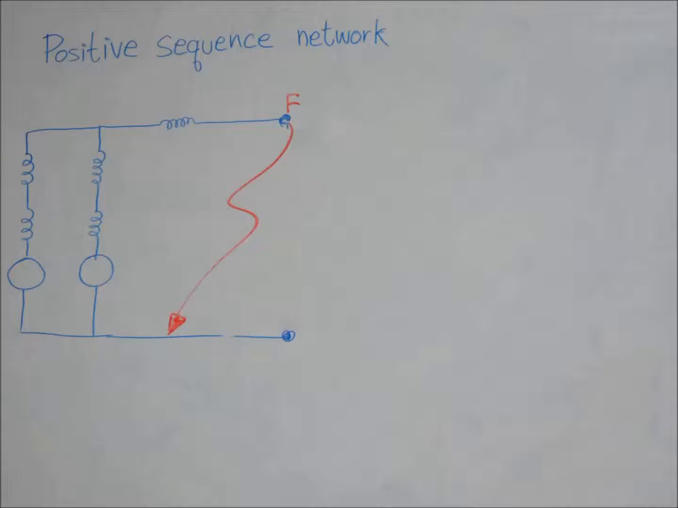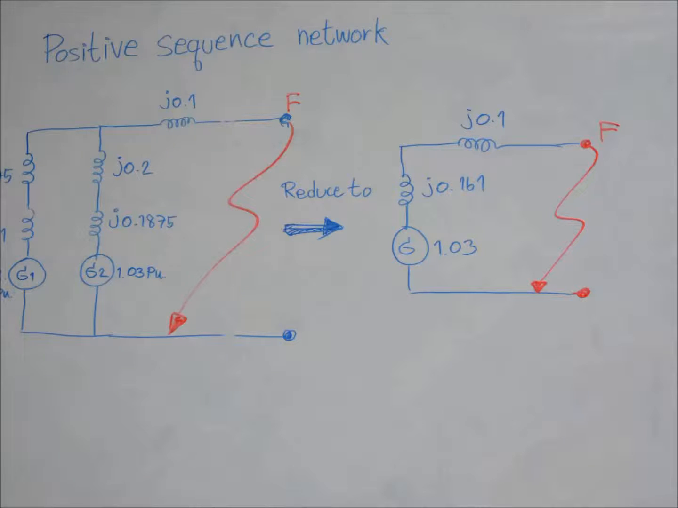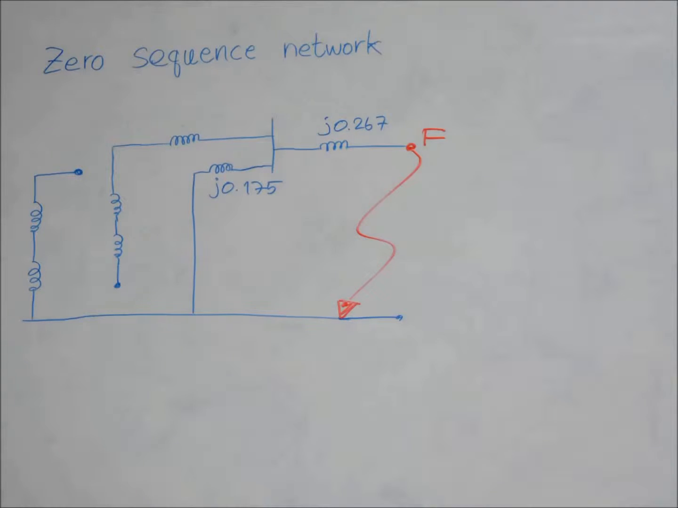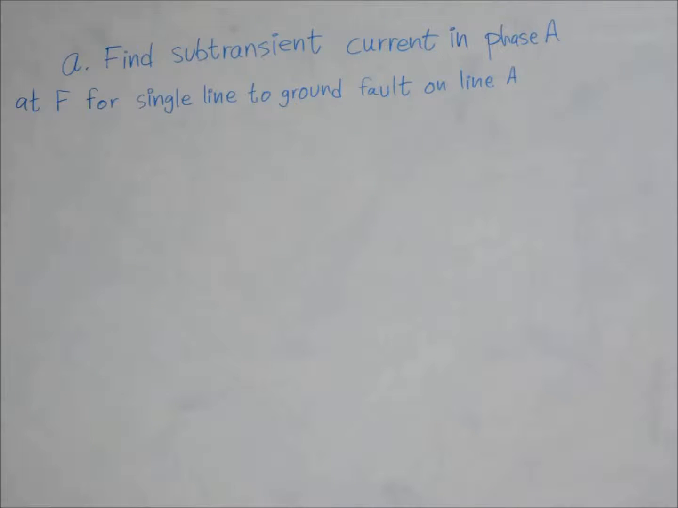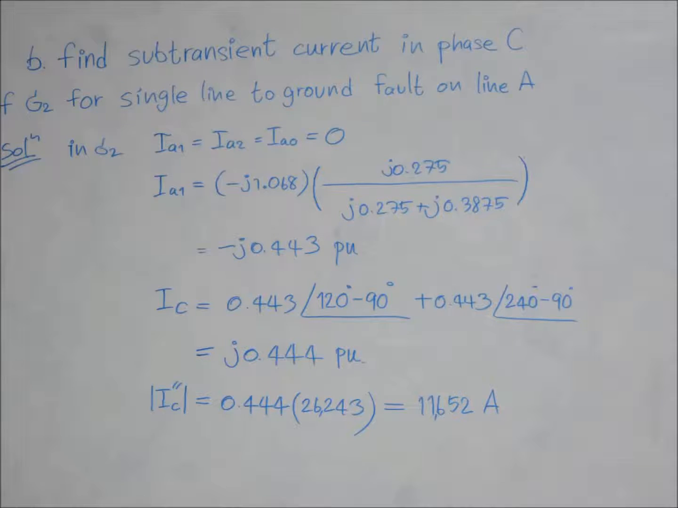This picture shows the positive sequence network and its reduction in the next picture. This picture is the zero sequence network. Single line to ground fault at F on line A. Positive sequence on phase A follows this equation, equal to minus j 1.068 per unit. Subtransient current at phase A is equal to 3700 amp. Single line to ground fault at F on line A.